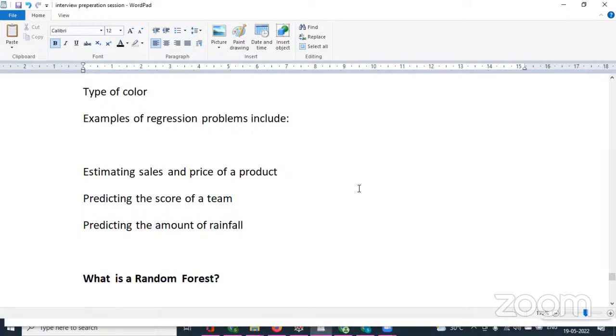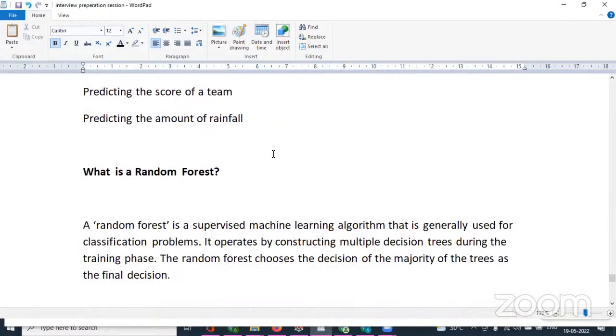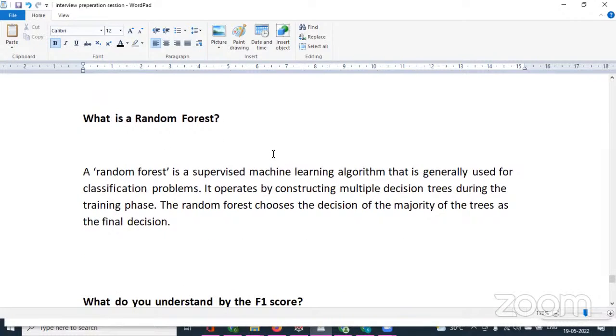Let's discuss the answer. Random forest is a supervised machine learning algorithm, as we know. It is generally used for classification problems. We can use this for regression as well. It operates by constructing multiple decision trees during the training phase. The random forest chooses the decision of the majority of trees as the final decision.